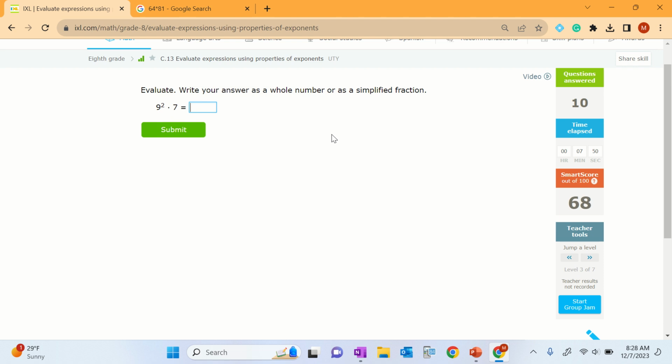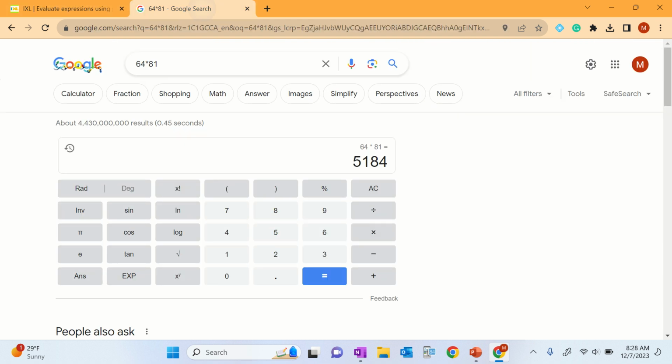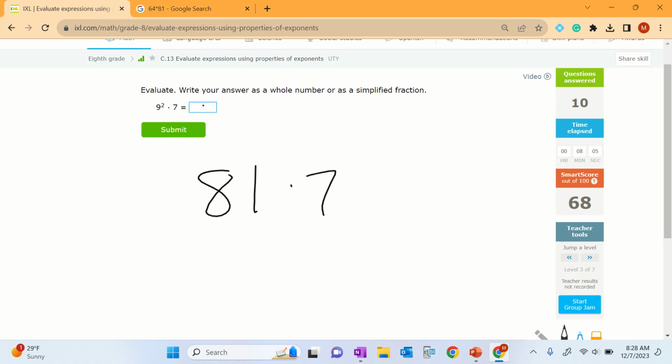9 squared times 7. Okay, this is just going to be 9 times 9, which is 81. We're going to multiply that by 7. All right, let's do that one here as well. 81 times 7, we get 567.